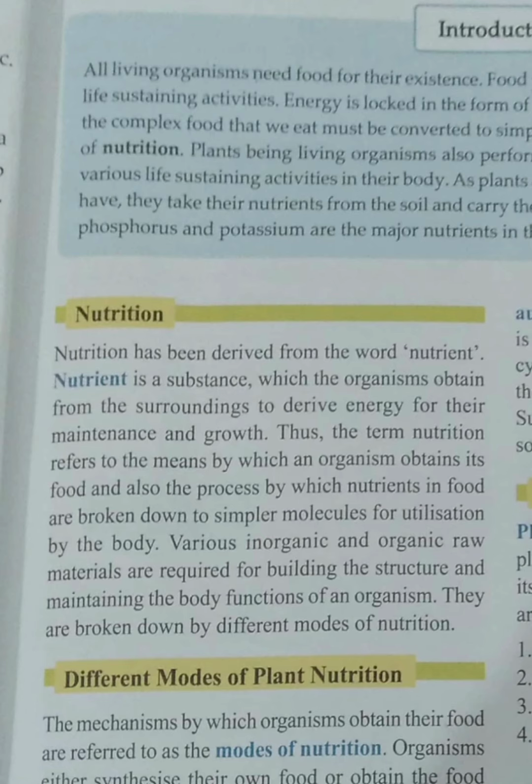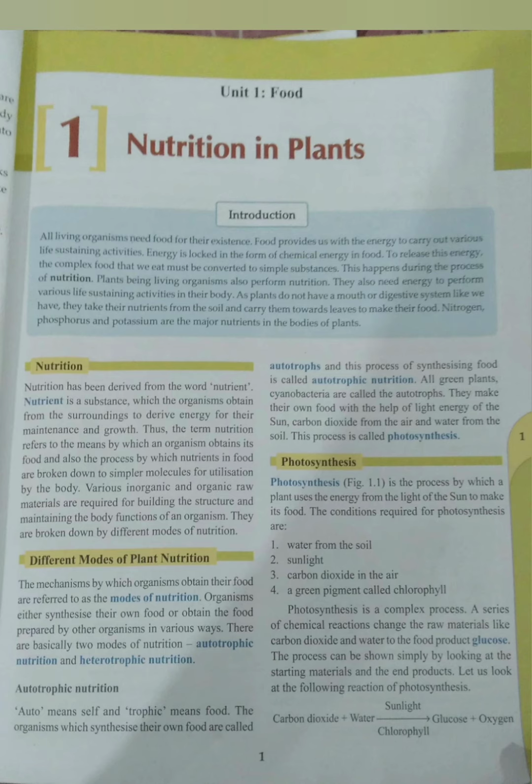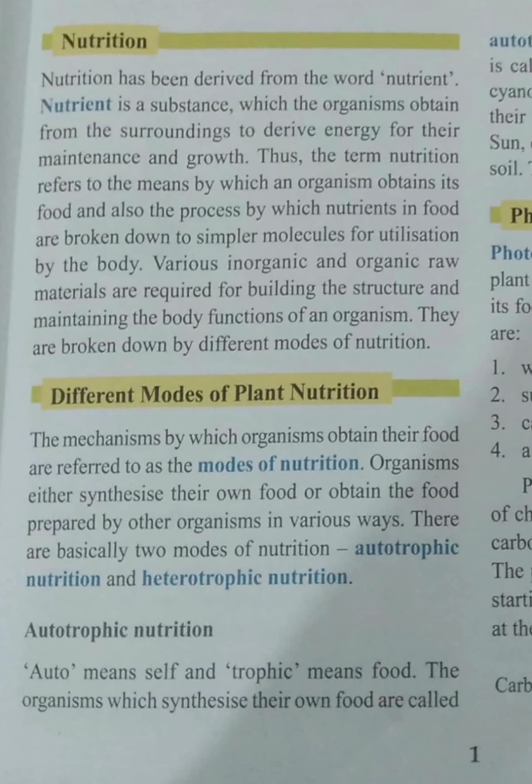Various inorganic or organic raw materials are required for building the structure and maintaining the body functions for an organism. They are broken down by different modes of nutrition. Now we will discuss the different modes of plant nutrition. The mechanisms by which organisms obtain their foods are referred to as the modes of nutrition.